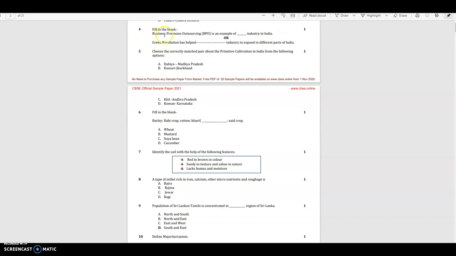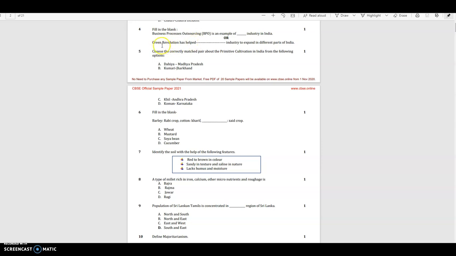Fourth question, fill in the blanks. Business process outsourcing, that means BPO, is an example of dash industry in India. BPO is related with information technology. So BPO is an example of information technology industry in India.